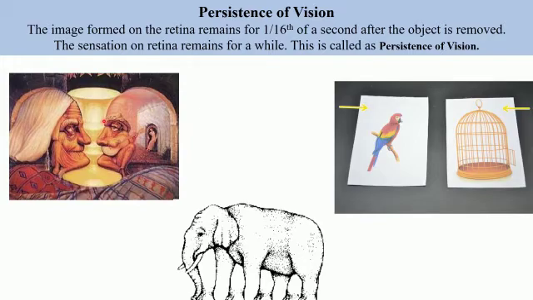So before the first scene disappears, the next comes in, and it appears as if both the scenes are related to one another. So these are some of the examples of persistence of vision. Burning incense stick is another one.